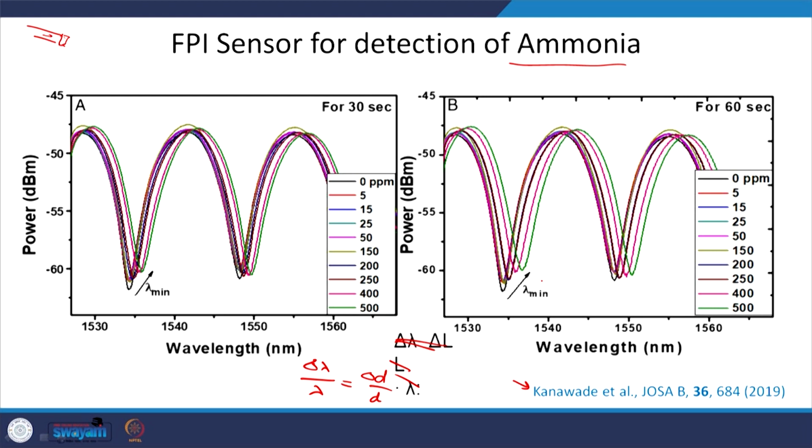So, if you do not have a much sensitive spectrometer, what you do is that you increase the interaction time, so that you can see how much change in wavelength occurred with respect to change in the concentration of ammonia.